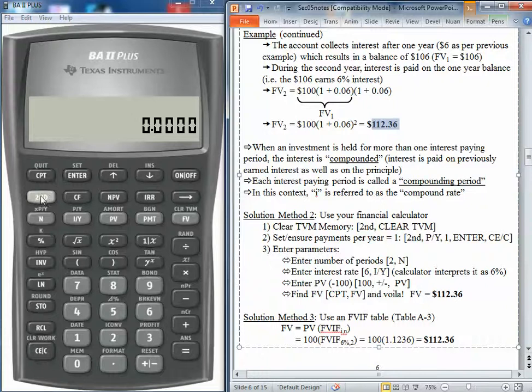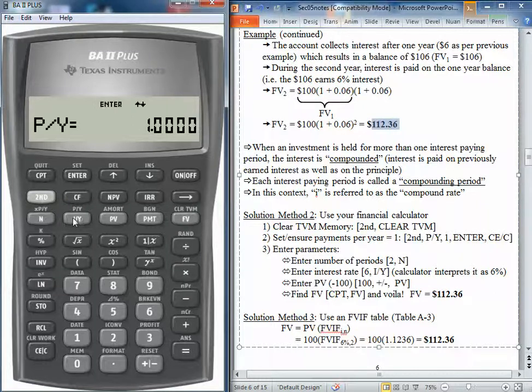Let's use the calculator to calculate the same thing. Just like the previous problem, we want to make sure that the time value of money functions are clear. There's nothing left in our registry. I already know that my payments per year is set at 1. Once you've done that, you don't need to do it more than once. Now we can enter our values. We have 2 compounding periods, or in this case 2 years. We have an interest rate of 6%. We have $100 invested. I'm going to make it negative, representing an outflow. And then we can hit compute future value. So we get $112, the $12 representing the simple interest collected on the investment, and then the 36 cents is that 6% of compounded interest on the original.